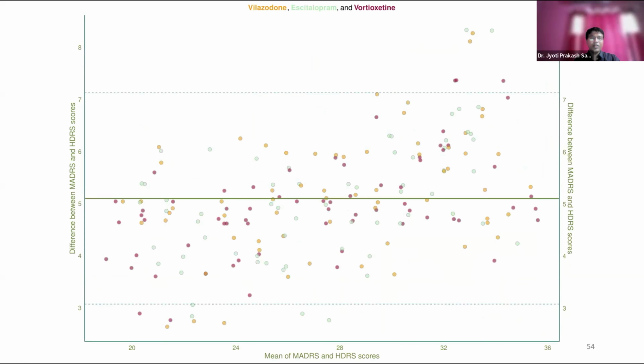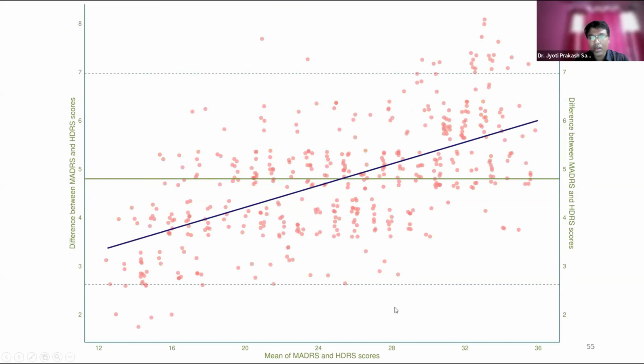This is something different. Here we have compared 2 depression rating scales, the Hamilton Depression Rating Scale and the Montgomery-Åsberg Depression Rating Scale, through a Bland-Altman plot. It looks like some correlation plot, but this is a little bit different. We have compared the mean and the difference between those scores and checked whether the difference is increased along with time or not.